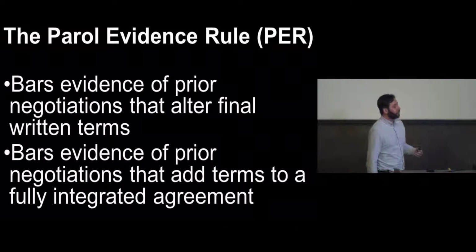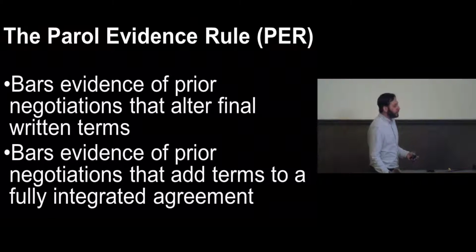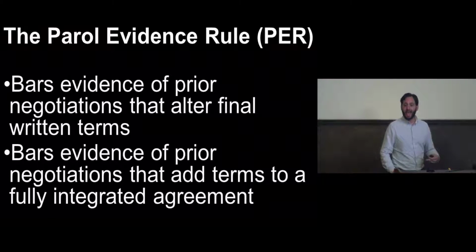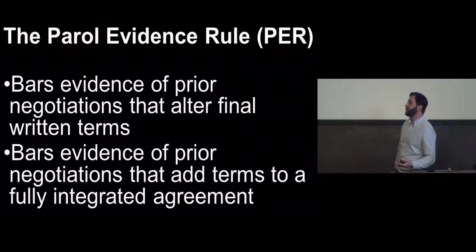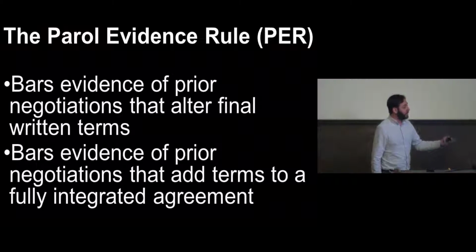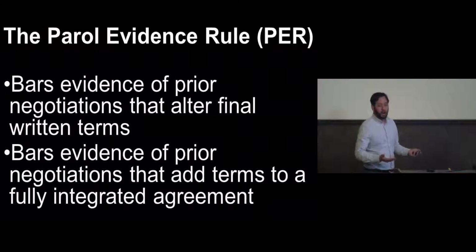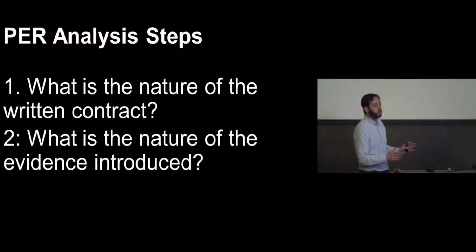The parol evidence rule does two things. It bars evidence of prior negotiations that alter final written terms. And it bars evidence of prior negotiations that add terms to a fully integrated agreement. Now that's easy to say, but it's a little harder to break that down and make meaning. What does it mean to have a final agreement or a complete agreement? So we're going to do this in a two-step process, and you might even break step one into two sub-steps.